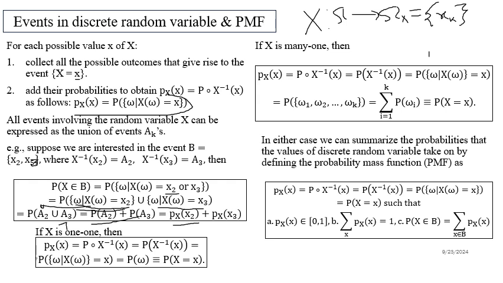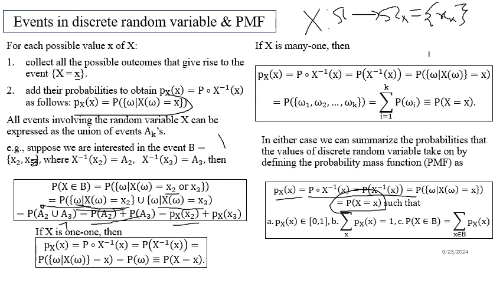can summarize the probability that the discrete random variable takes on a value by defining a probability mass function, a small p of x. When you define a discrete random variable, you come up with a probability distribution as a probability mass function. How is it defined? The probability mass function is a function, and we denote functions by a small letter.